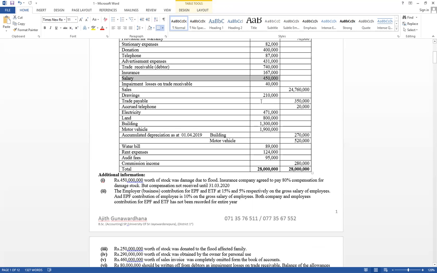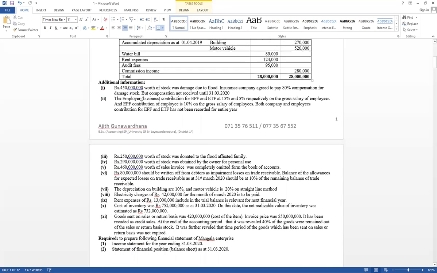When we are going to prepare the financial statement based on the trial balance, adjustments should be done from the beginning. Adjustments also cannot be done randomly. From the beginning, interrelated adjustments should be done. If it has given a sales invoice completely omitted, it should be done first. Think about this one: in this example, example number 5, it should be done from the beginning. Sales invoice completely omitted, and if it has given goods sent on sale or return basis, at the same time it should be done.